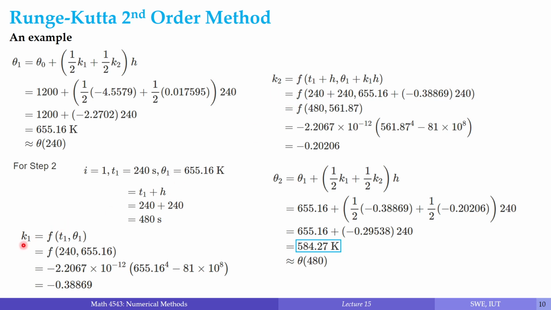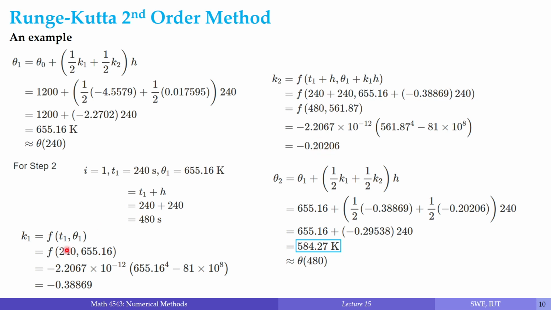Okay, so for finding the value of k1, we need to find the bivariate functional value at the point t1 comma theta 1, which we get as something like minus 0.38869. And for the value of k2, we progress towards the right by one step, which means t1 plus h, which was 480, and theta 1 plus k1 times h is something like 561.87. So we find the functional value of the bivariate function at this particular coordinate. If you plug the respective values into your calculator, you should get something like minus 0.20206.